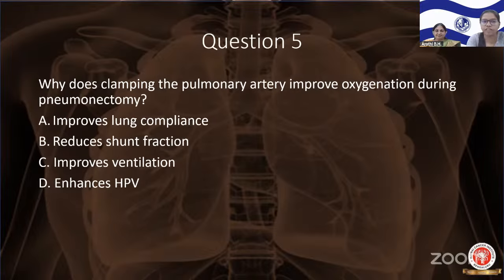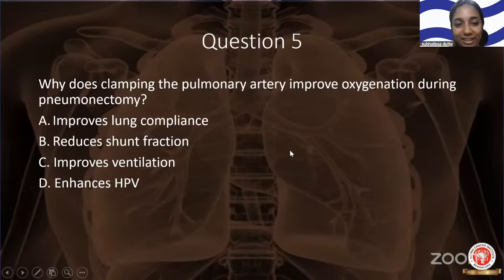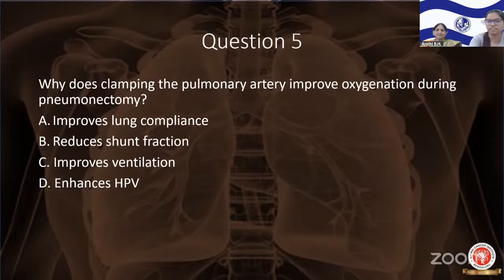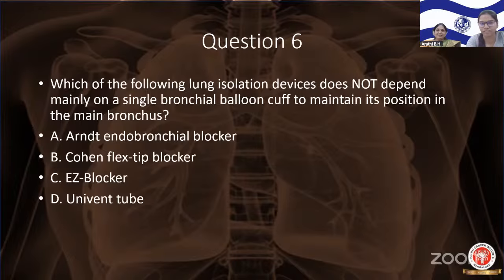Question number 5. Why does clamping the pulmonary artery improve oxygenation during pneumonectomy? A, improves lung compliance. B, reduces shunt fraction. C, improves ventilation. D, enhances HPV. People are answering both B and D equally, ma'am. Yeah, correct.